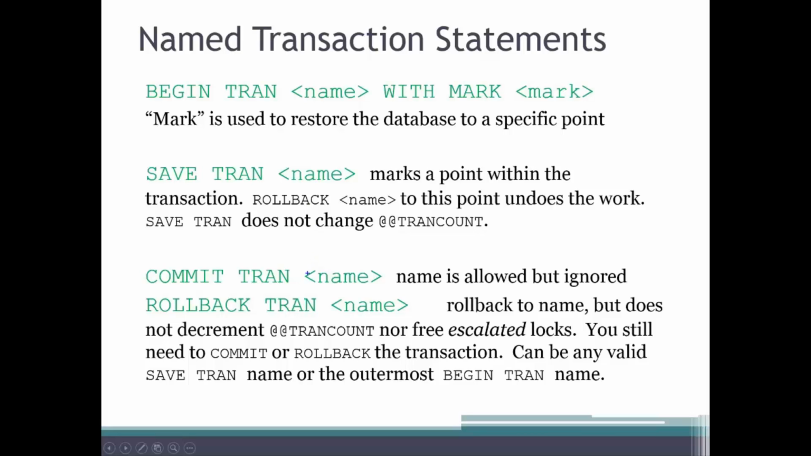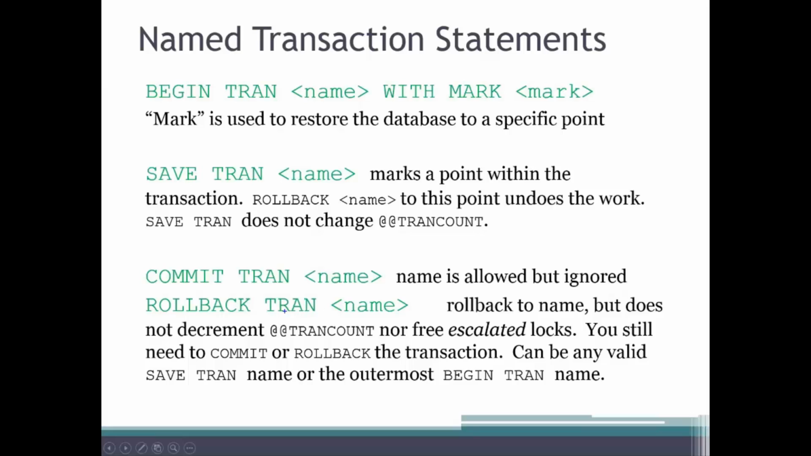COMMIT TRAN allows you to pass in a name, and this name would, of course, correspond with the BEGIN TRAN name, but the name is really ignored by SQL Server. It doesn't do anything special. Like we saw in the previous slide, COMMIT TRAN just decrements the tran count. So the purpose of having the name here is really just to provide visual separation of which transaction this commit corresponds to, to help you see in your code how they're paired up.